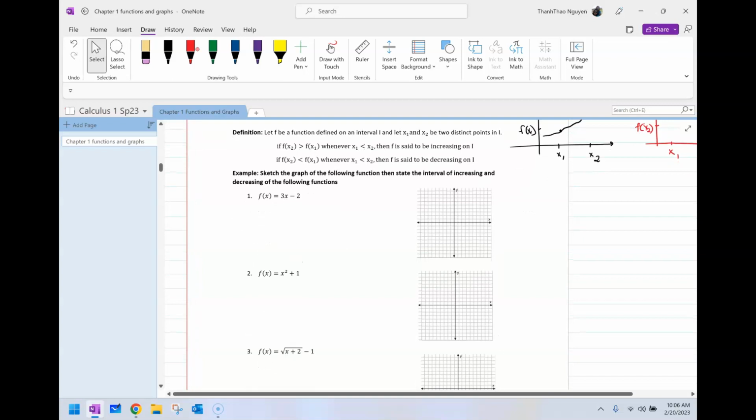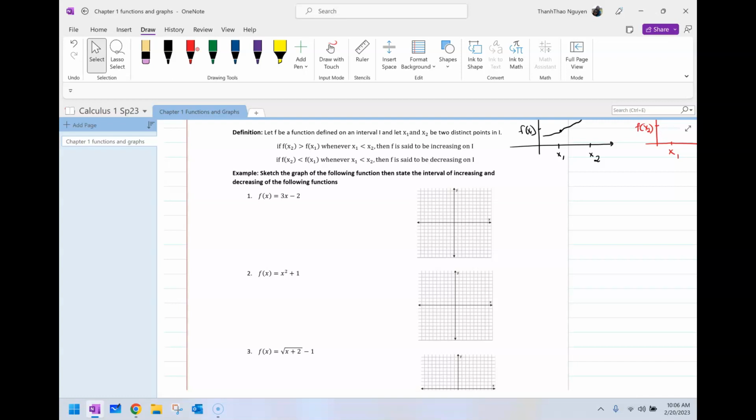Sketch the graph of the following function, then state the intervals of increasing and decreasing. f of x equals 3x minus 2. This is a linear function. Even before we sketch this, we can tell this is an increasing function on all intervals because the slope is positive. The slope is 3, and the y-intercept is at the point 0, negative 2.